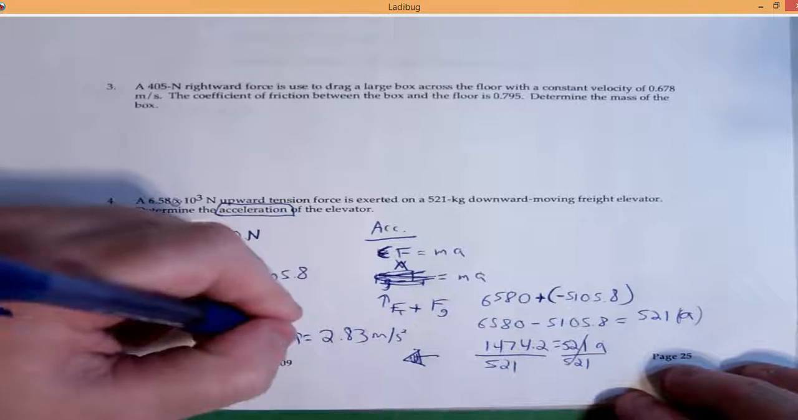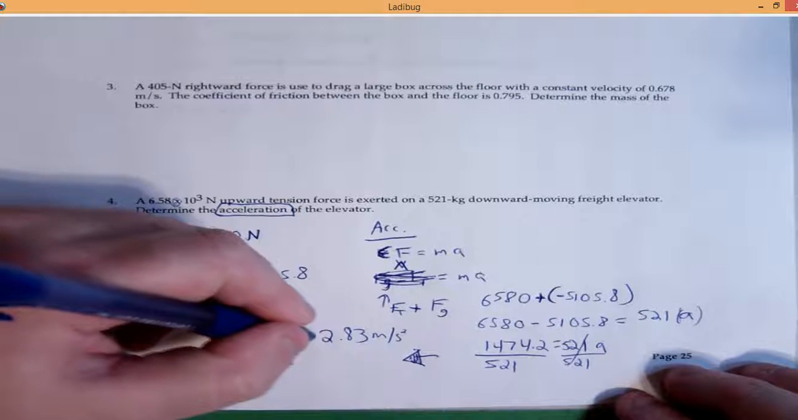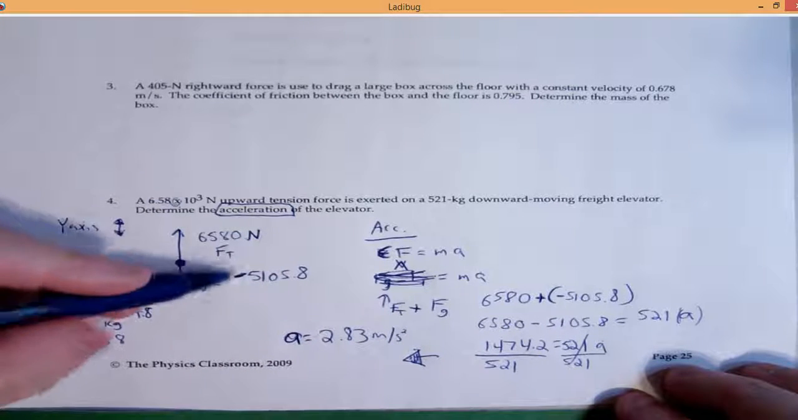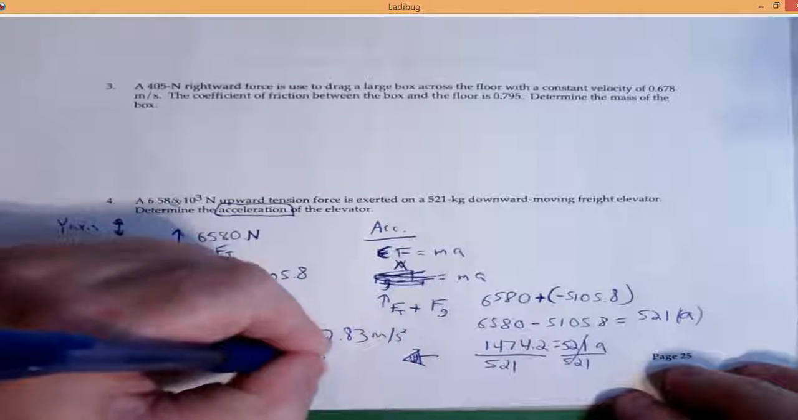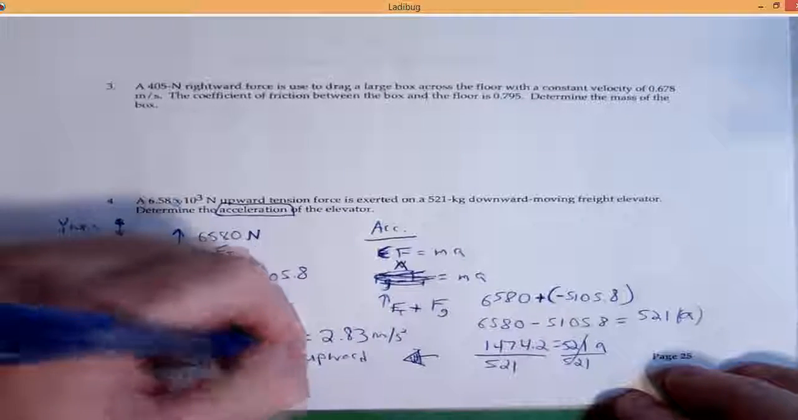And we know because it's positive, that's an upward acceleration. Because this is positive, and we know our gravity is negative, or down. So we know this direction is upward.